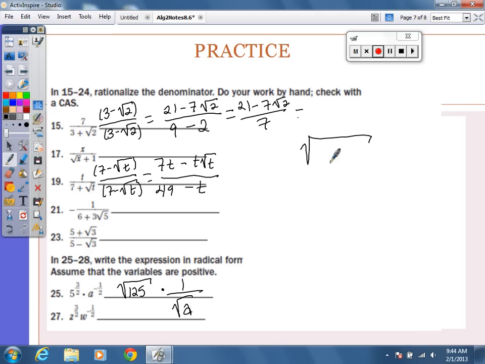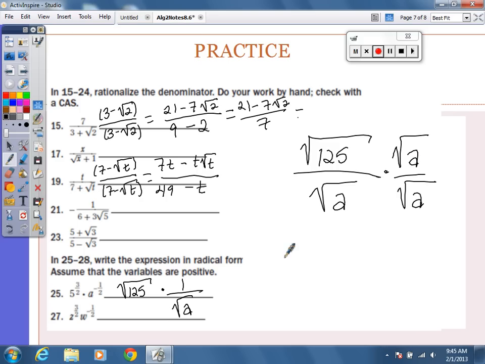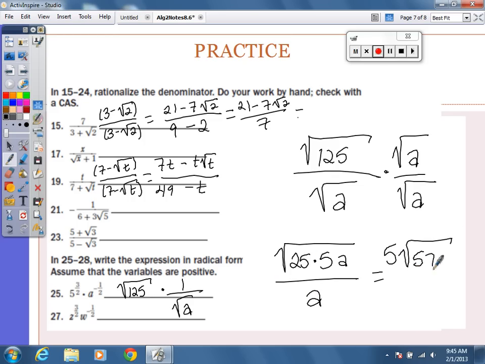Okay, so I have square root of 125 over, what did I say, square root of a. Okay, we can multiply top and bottom by square root of a over square root of a. So I get the square root of 125a, which is 25 times 5a all over a. Square root of 25 is 5, so I get 5 square root 5a over a. Okay, that's how you're going to do those bottoms. First write it with radicals, then go ahead and simplify.